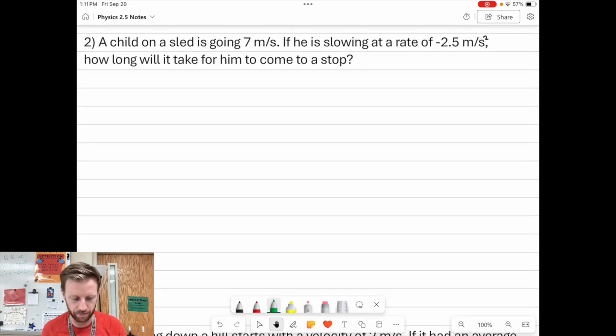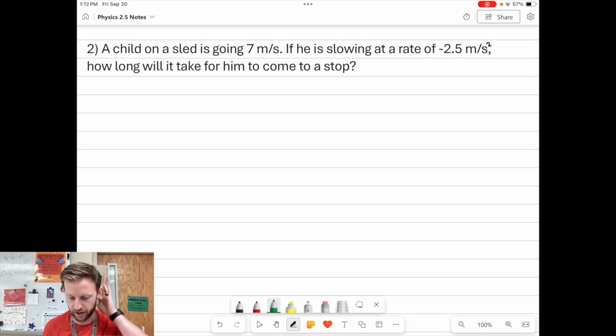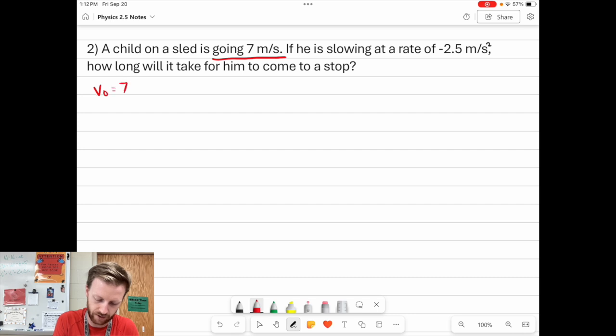So a child is going on a sled at 7 meters per second. If he is slowing at a rate of negative 2.5 meters per second squared, how long will it take him to come to a stop? All right, so once again, we're going to go through our GUESS method. What are my givens? Well, the sled is going 7 meters per second, so that's how fast it is currently going. It's slowing at a rate of negative 2.5 meters per second squared. This squared would tell me that I have the acceleration of negative 2.5 meters per second squared.